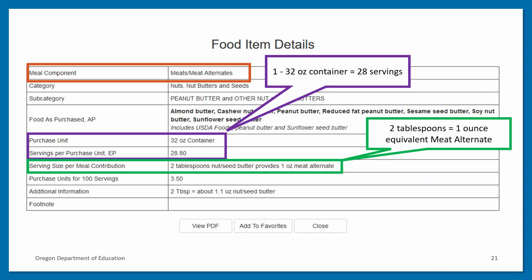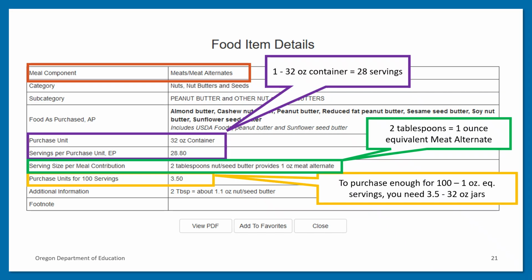This is the crediting information providing you with information on how much your ingredient will contribute to the meal component, in this case, towards the meat alternate component. If 2 tablespoons equal 1 ounce meat alternate, your 4 tablespoons will equal 2 ounces meat alternate. This is the information you came for, but let's look a little more and see what other information is provided.